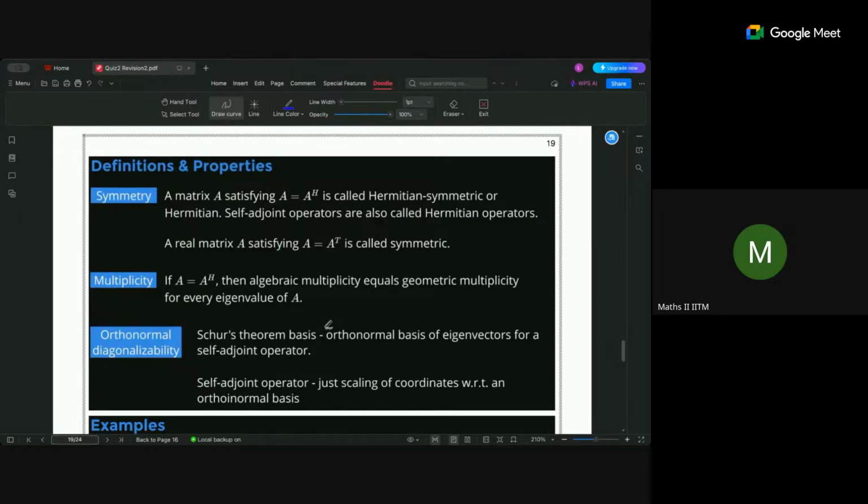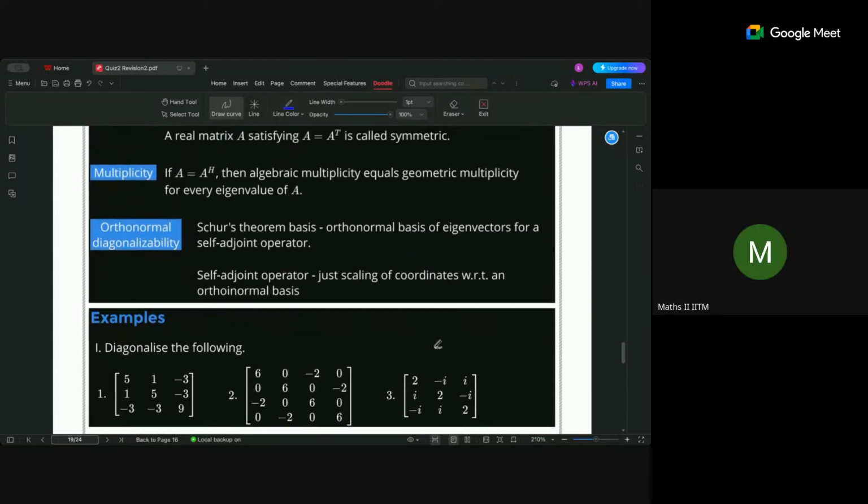So here are some properties we see. What is symmetry? If you have A^H equal to A, then we call such matrices Hermitian symmetric. So the corresponding operators are self-adjoint. In the real case, we call it symmetric. Whenever we have this condition, the algebraic multiplicity is equal to the geometric multiplicity. Also, when we are diagonalizing, we can get an orthonormal basis of eigenvectors with which we can diagonalize.